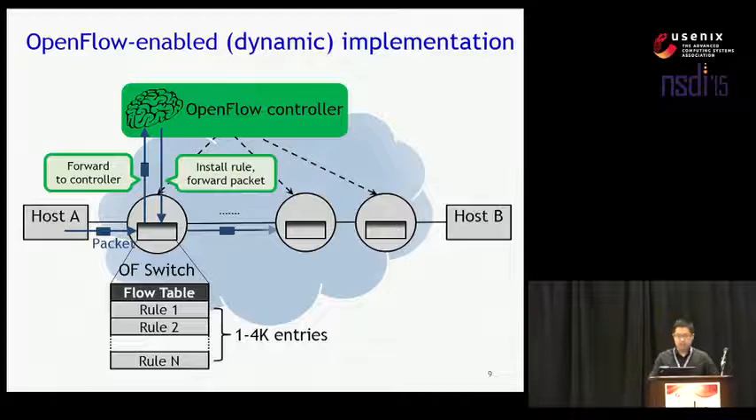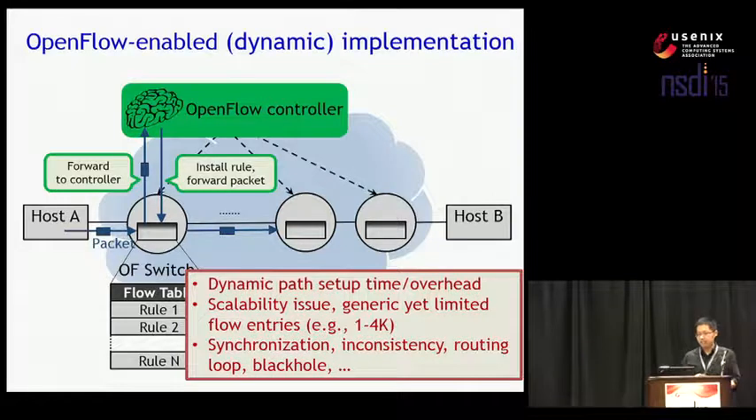As you can see, this dynamic procedure necessarily involves dynamic path setup overhead and time, partially because it operates on the generic yet limited OpenFlow table, which nowadays can be 1 to 4K. Also, this dynamic procedure requires a good synchronization mechanism to maintain consistency. Otherwise, you might get routing loops or even black holes.